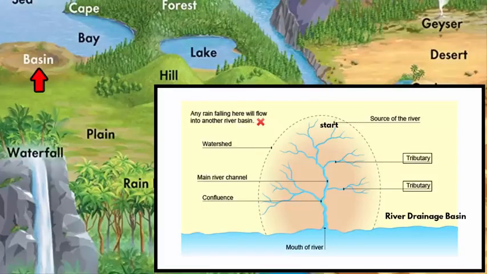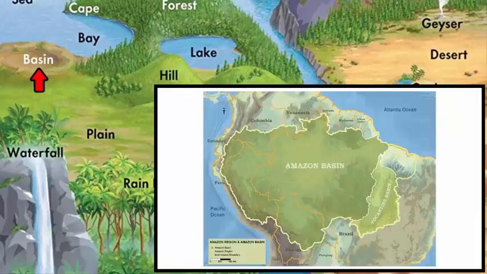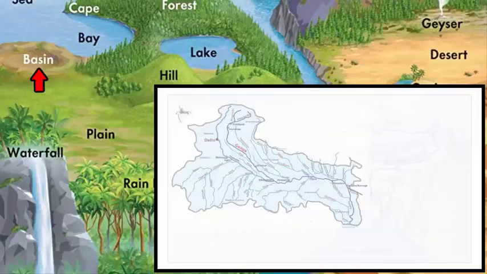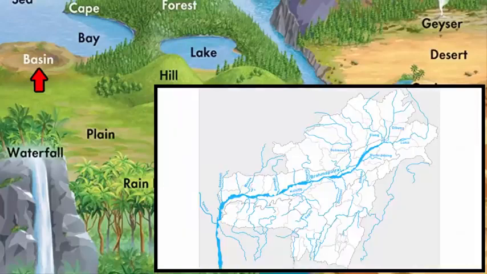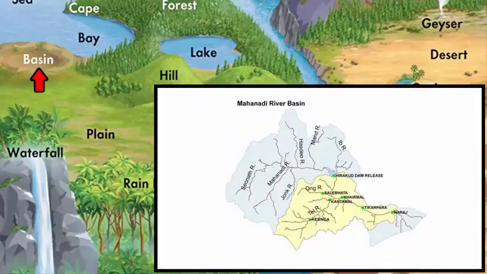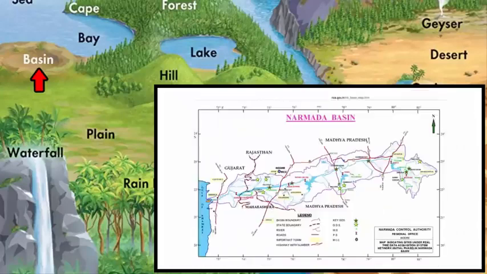Heavy and continuous flow of water picks up sand particles along the way, causing land erosion. The land that is taken away is now lower than the other land. Basins usually take thousands of years to form. The Amazon basin in northern South America is the largest in the world. In India, we have Ganga River Basin, Brahmaputra River Basin, Krishna River Basin, Mahanadi River Basin, and Narmada River Basin.